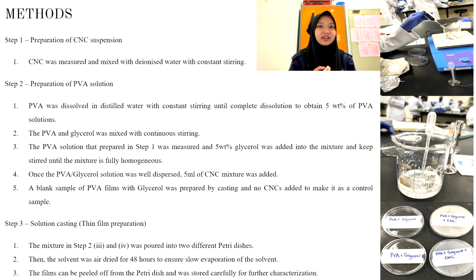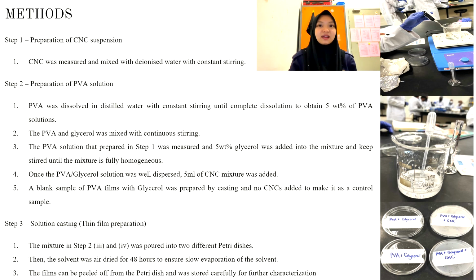Second, the PVA and glycerol were mixed with continuous stirring for 30 minutes at 90 degrees Celsius. 5 ml of the 5 weight percent PVA solution prepared in the previous step was measured into a beaker. 1 ml of 5 weight percent glycerol was added into the mixture and kept stirring until the mixture was fully homogeneous.